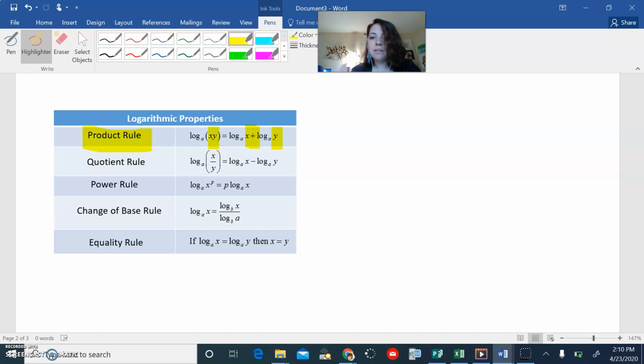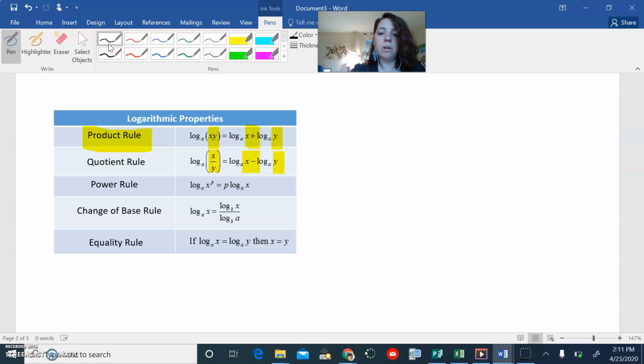And it makes sense then that the quotient rule, which means divide, is pretty much the same idea. If they're squished and being divided, you're going to spread them out and subtract. Okay, so let's do an example of that real quick.